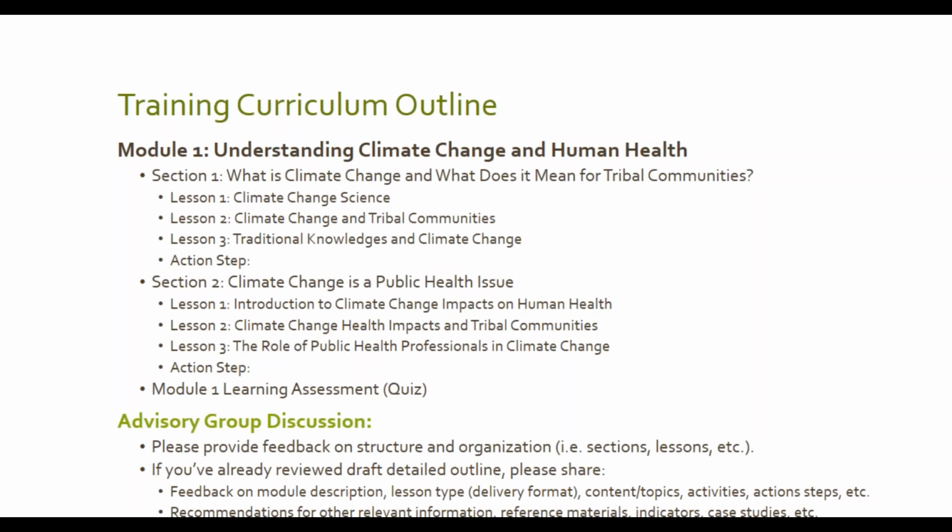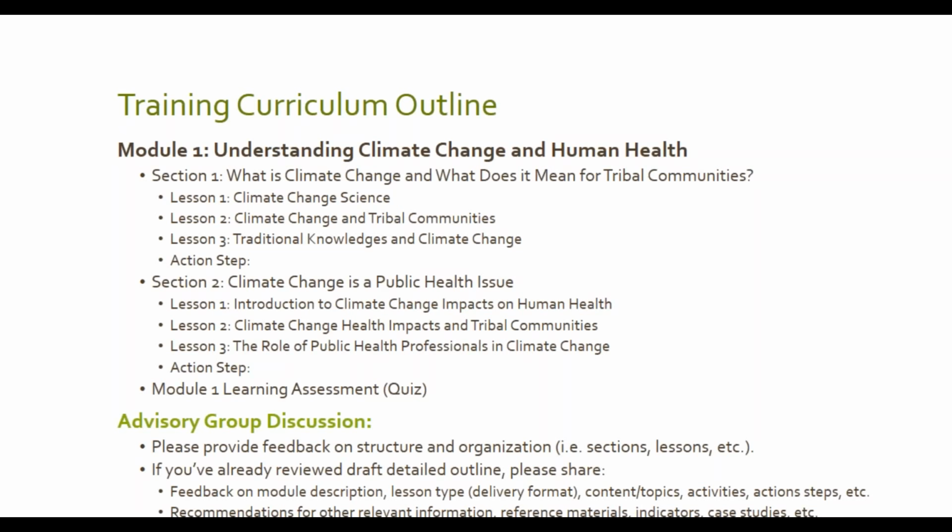Really going over the evidence that is available, the most credible national evidence that is available, in a pretty high-level fashion. We don't need everybody to be climate change scientists, but just enough to know the basics and be able to communicate the basics to their community if they can't already. And lesson 2 will be about climate change in tribal communities.